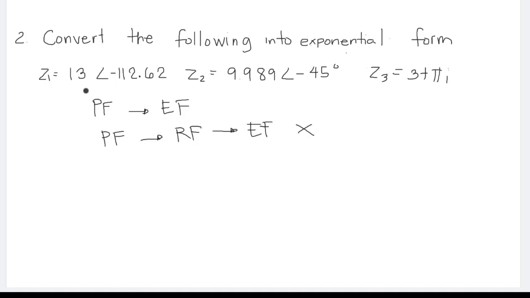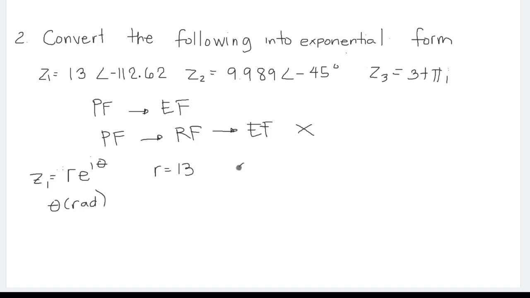Pwedeng diretso na. Paano diretso na? Let's say for z1. Di ba, ang exponential form naman natin, or Euler form, is in this format. We have r e to the i theta. And we have already r. Our r for z1 is 13. Our problem is theta. And theta must be in radian if that is exponential form.